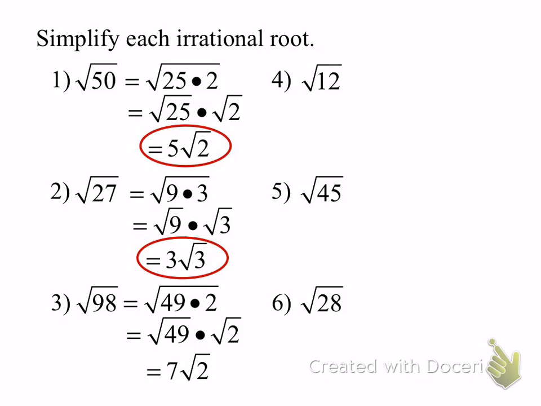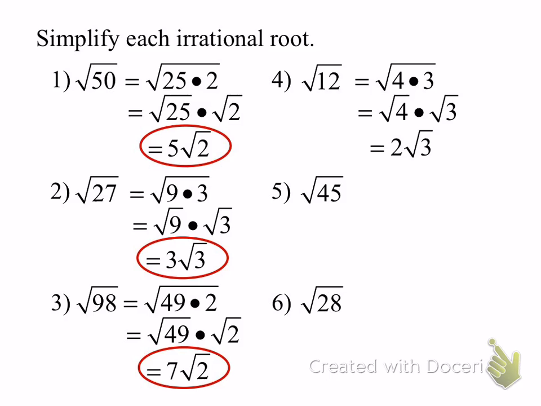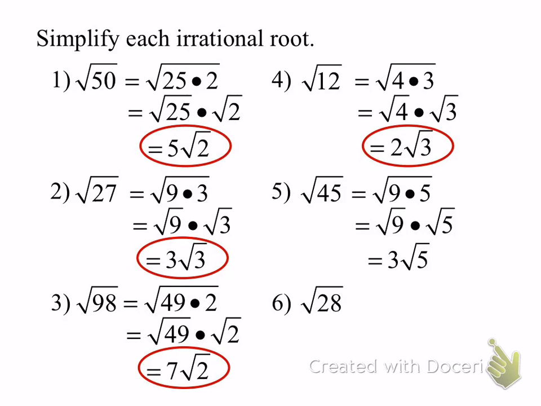Number 4, Leora. 4 and 3. Good. And you get 2 radical 3. Perfect. 5, Ben. 9 and 5. And you get 3 radical 5. Perfect. And number 6, Rachel. 7 and 4. And what do you end up with? You get 2 rad 7. Good.